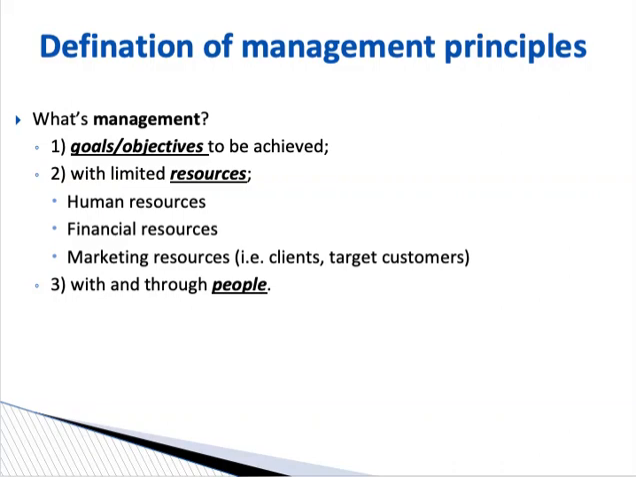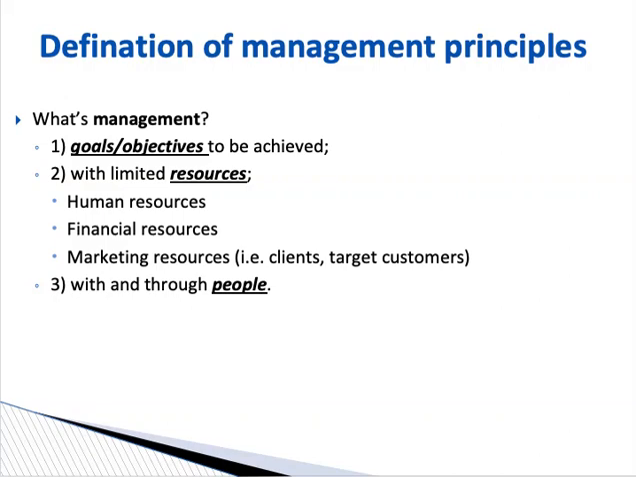Management also emphasizes that when we try to achieve these goals and objectives, we have very limited resources. Although we really want to have a lot of different resources to help us achieve the goal, unfortunately, when you're working in business, we just have very limited, restricted resources. Those resources include human resources, financial resources, and marketing resources. We want a lot of people working together to help us achieve the goal, but we only have a certain budget that we can use to recruit employees. We're only going to work with a certain number of people to achieve the goal.